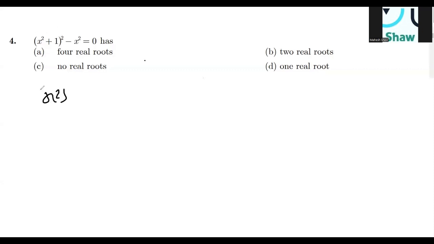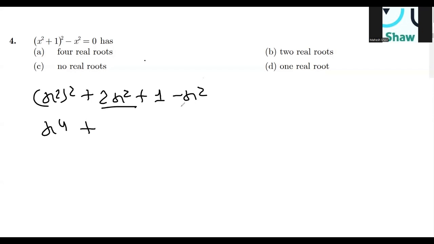Square of square. So this is a square plus 1 square, which is 1. First we write 2ab: 2 times a into b, plus b square, which is 1, minus x square. This is x raised to the power 4, plus, simplifying these two, we get x square plus 1. Now, as I said, it is a biquadratic polynomial.